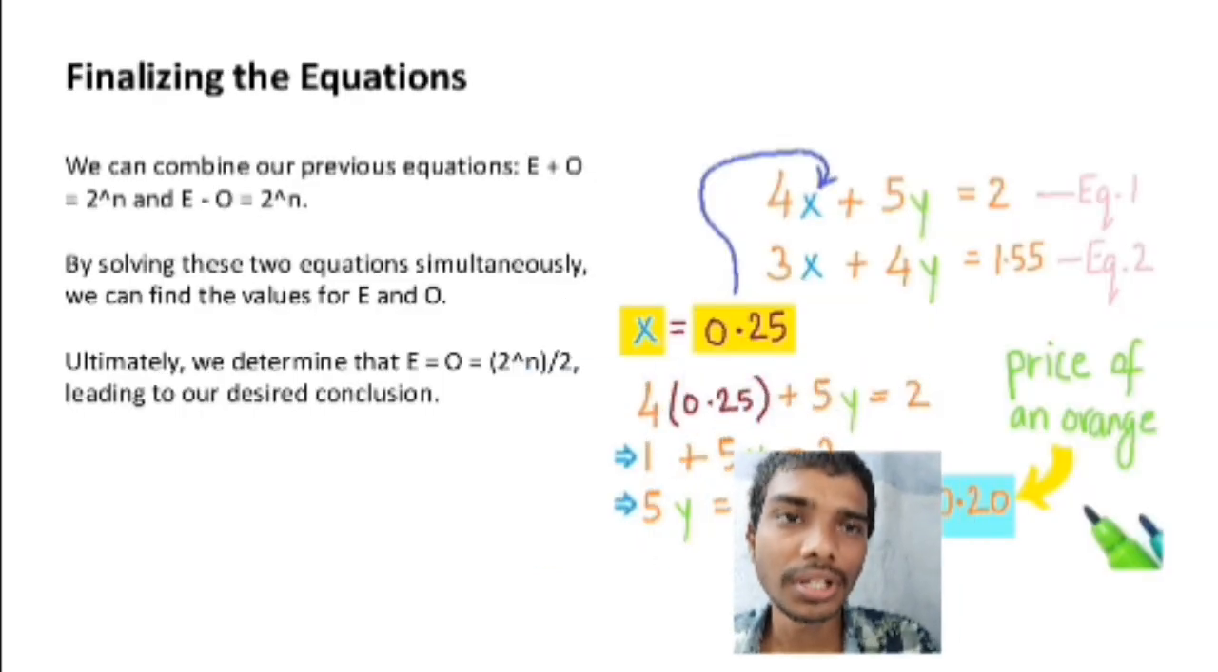Finalizing the equation, we can combine our previous solutions: E + O is 2 power n and E minus O is 2 power n. By solving these two equations simultaneously, we can find the values for E and O. Ultimately, we determine that E is equal to O is equal to 2 power n by 2, leading to our desired conclusion.